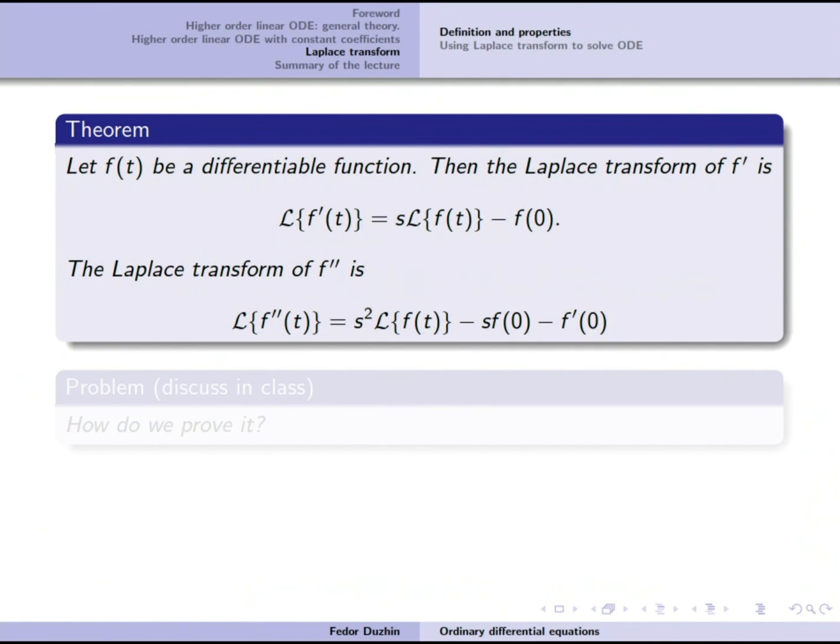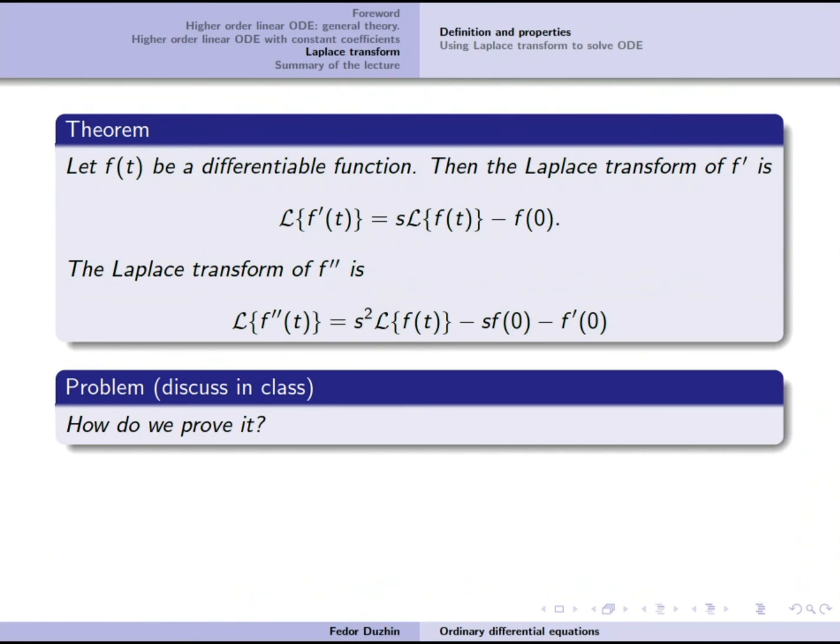So the crucial property of a Laplace transform is that the Laplace transform of the first derivative can be expressed through the Laplace transform of the function itself. In a way, it transforms differentiation to multiplication by s. That's what it says. And a good problem is to prove this theorem. That's an easier problem than the previous one. And again, I suggest that you just pause the lecture and try to figure it out by yourself.